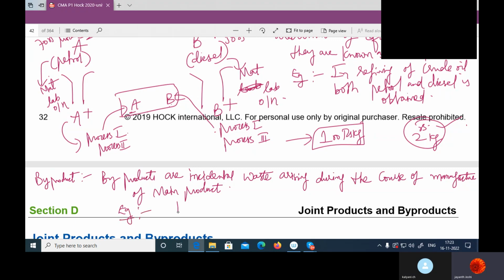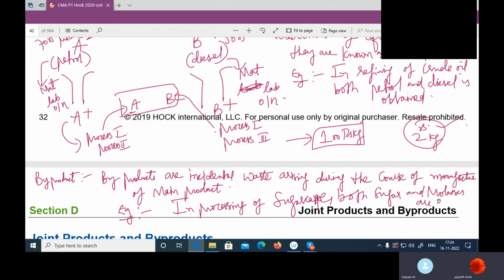Example, in processing of sugar cane, both sugar and molasses are obtained. Molasses we don't want, but it is obtained. That can be used for alcohol production, correct? So that will be used in the production of alcohol.